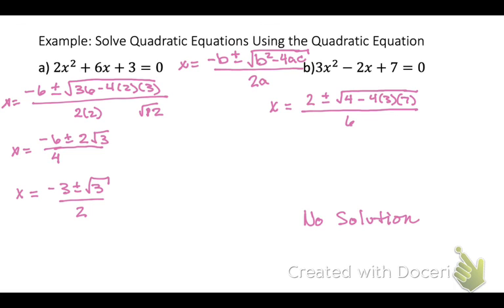Okay, why did I not even finish that out? Anybody tell me? You have 4 times 3 times 7. Is that going to be larger than 4? So is that going to be a negative answer in there? Yeah, big time, right? So isn't that 84? So it's going to be 2 plus or minus the square root of negative 84 over 6. So I can keep going as practice.